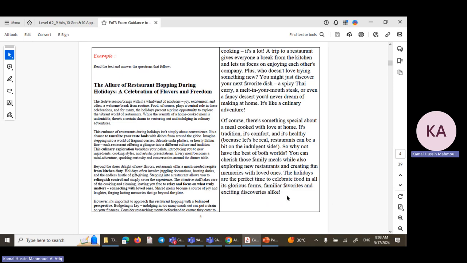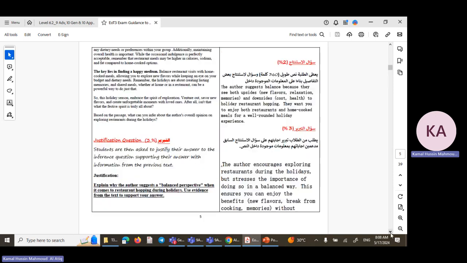You have to read it thoroughly and deeply. After reading the text, you are asked, for example, to write, based on the above passage, what can you infer about the author's overall opinion on exploring restaurants during holidays? What can you infer? What can you guess? You will write your answer.